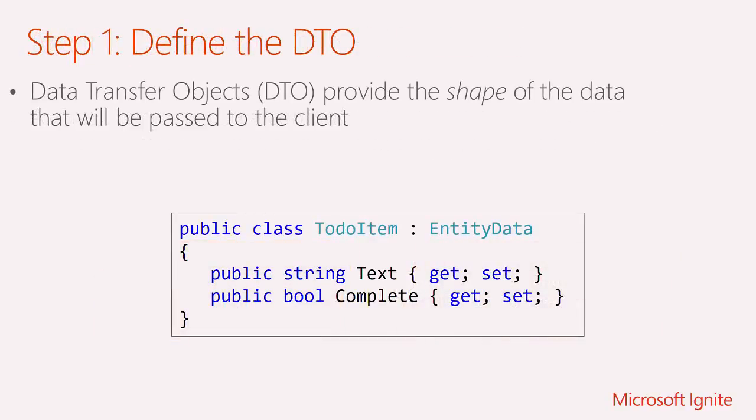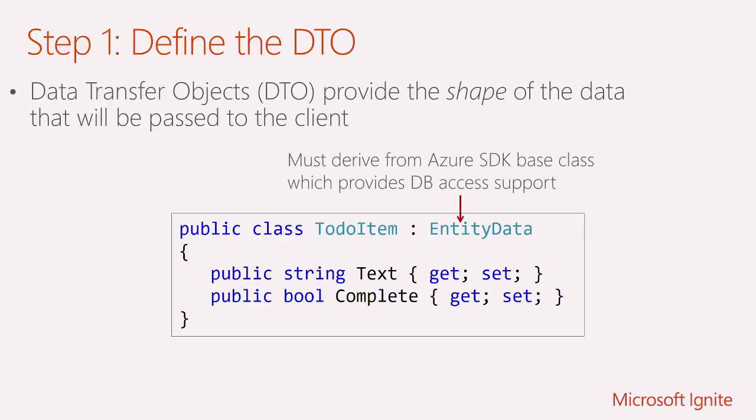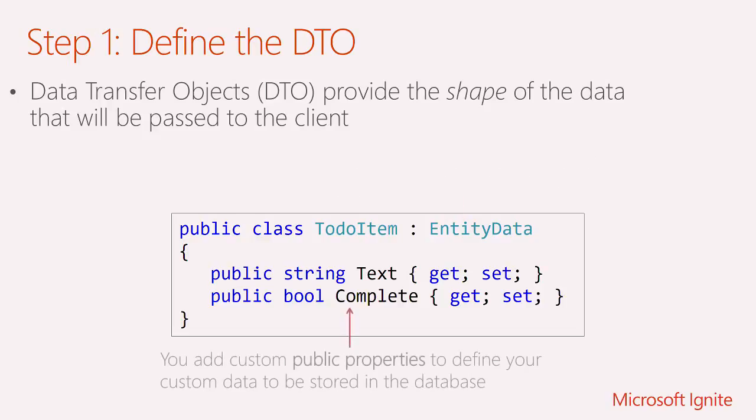So the DTO is essentially just a class definition. And you inherit from another class called entity data, which is defined in the Azure SDK libraries. And you basically define the columns that you want. Those columns are defined using properties on your objects. Pretty simple step, really. So you have to inherit from entity data, and you just add custom properties.